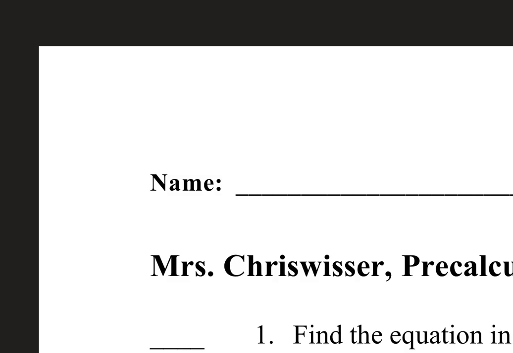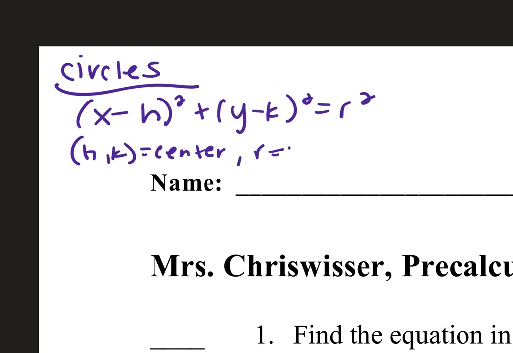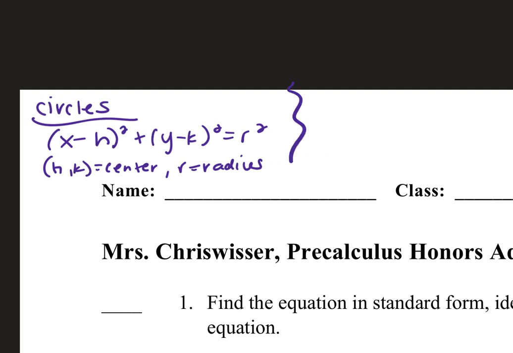The equation for the circle, I'm on this TV if you need to turn around, is x minus h squared plus y minus k squared equals r squared. h, k is your center, and r is your radius. Then we moved into parabolas.